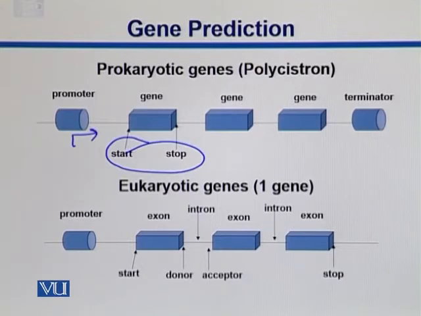Whereas in the case of eukaryotes, here we are focusing on only one gene. There is a promoter, and then obviously there are intron regions, and we have exons. Exons are separated from one another through introns. The translation start site is in the first exon and the stop site is in the last exon, and introns are marked by these donor and acceptor sites. So it is a pretty complicated situation as far as eukaryotic organisms are concerned.